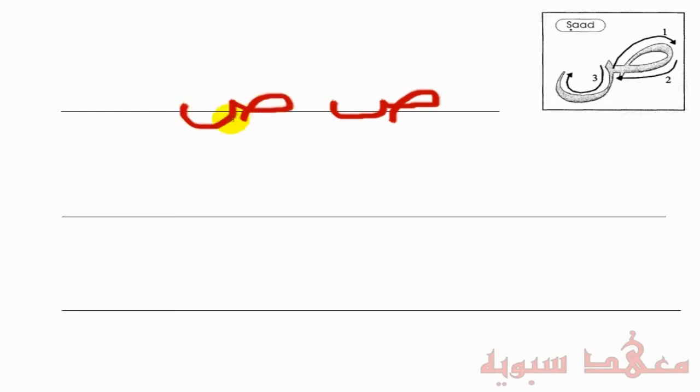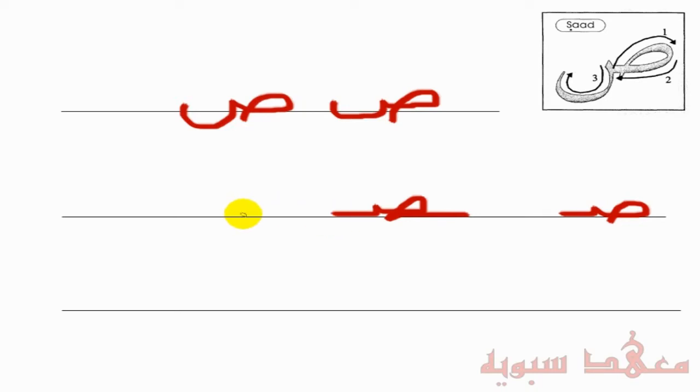In the beginning of a word, how is the sad? It's as follows. So you start from just below the line, and then go around like this, and then come like that. So it joins to the next letter. In the medial form, it comes from another letter. Then what you do is you go a bit further, go down, and then come back up, and then go like that, and then the next letter is joined to that.